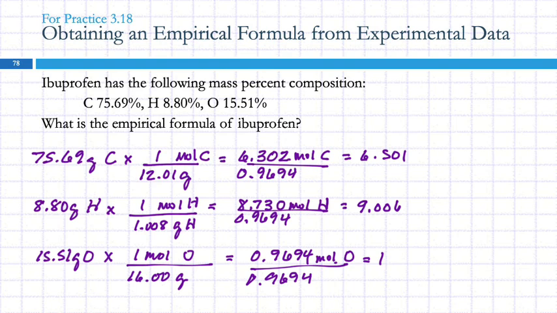Okay. So can I round 6.5 to 7? No, I can't. So what that means is I'm going to have to multiply all of these by some number to get a whole number. I think most of us recognize that 0.5 is half, right? This is 6.5 moles. So if I multiply by 2, I'm going to get a whole number. So I'm going to multiply this by 2, times 2 equals 13.00.